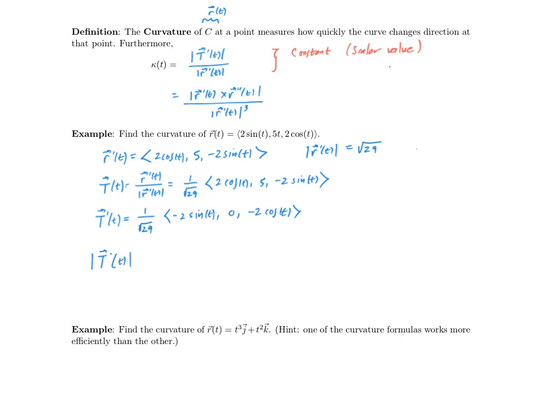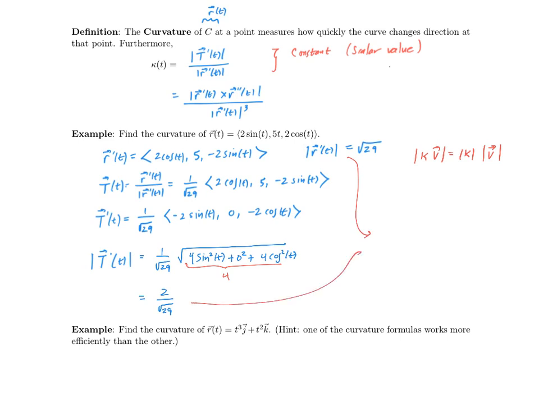Reminder that if you want to find the magnitude of a constant times a vector, you would take the absolute value of the constant times the length of the vector. So in our case, we would take the absolute value of the constant, which is already positive, so the absolute value is not required, multiplied by the length of that above vector. So the square root of 4 sine squared plus 0 squared plus 4 cosine squared. And note this quantity under the square root is 4, and the square root of 4 is 2.